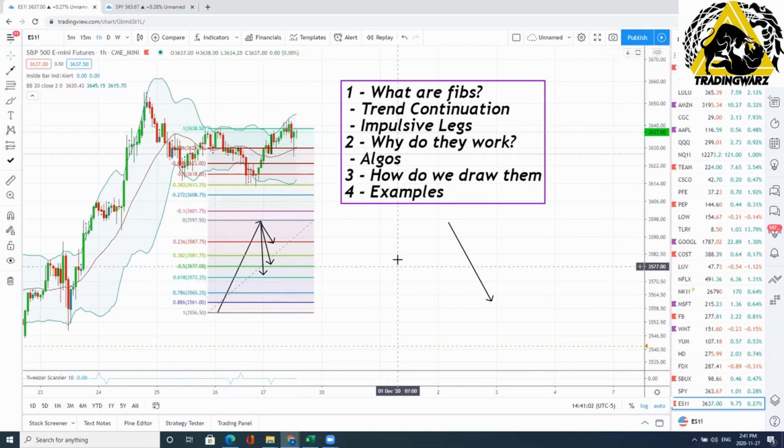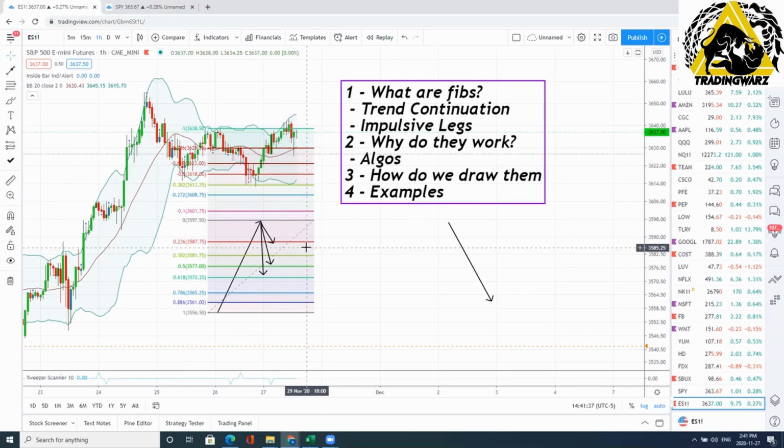Okay, so now we have the impulsive leg and we have the retracements. What we are expecting from these retracements is continuation of the initial leg. And this is what we call reading price action. So if we have a push like this up and a pullback to the Fibonacci levels, we're expecting a pop back up either to this previous resistance or somewhere in this zone. Or if the trend is very strong, we're going to break through this high and we're going to hit these extensions on the way up.